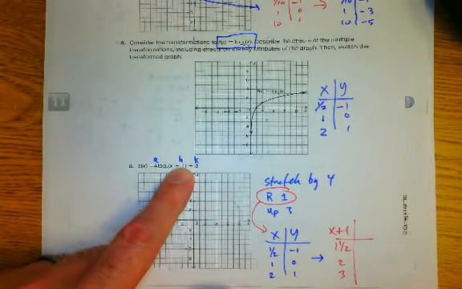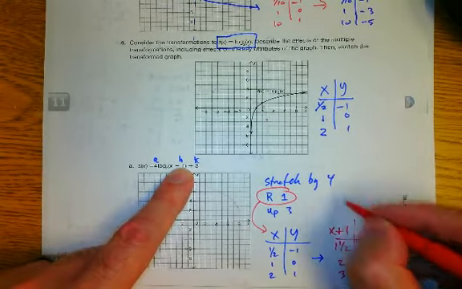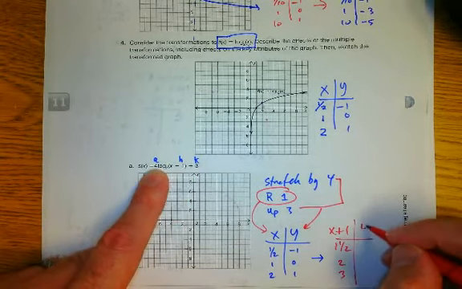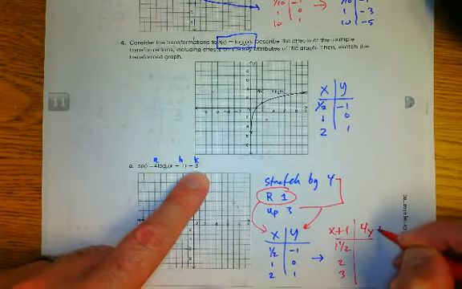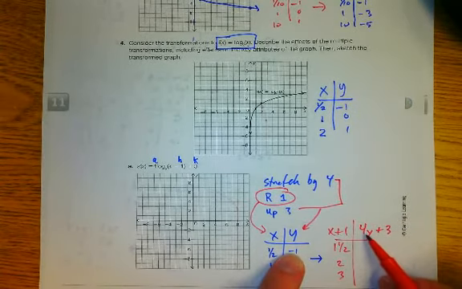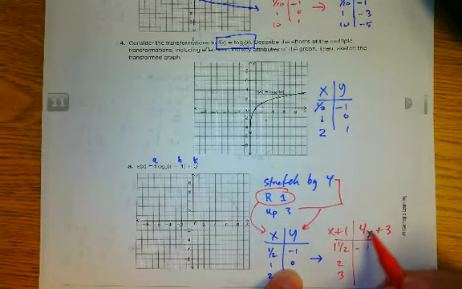Our a's and our k's will affect the y's. Remember, it's always a times y plus k. And we're going to take these numbers and plug them in. Negative 1 times 4 plus 3. 0 times 4 plus 3. 1 times 4 plus 3.